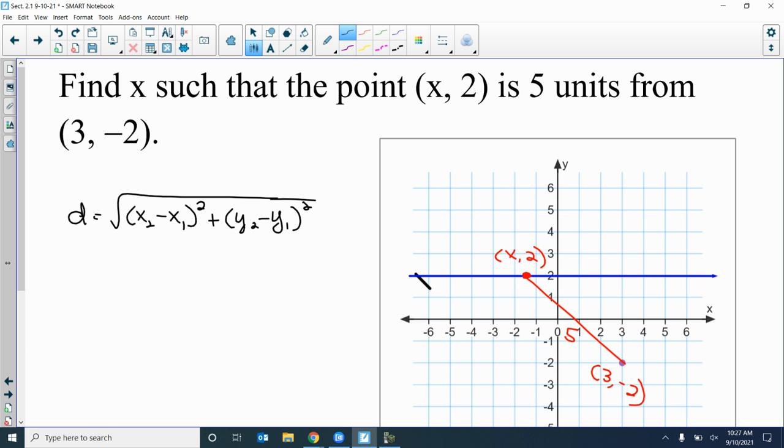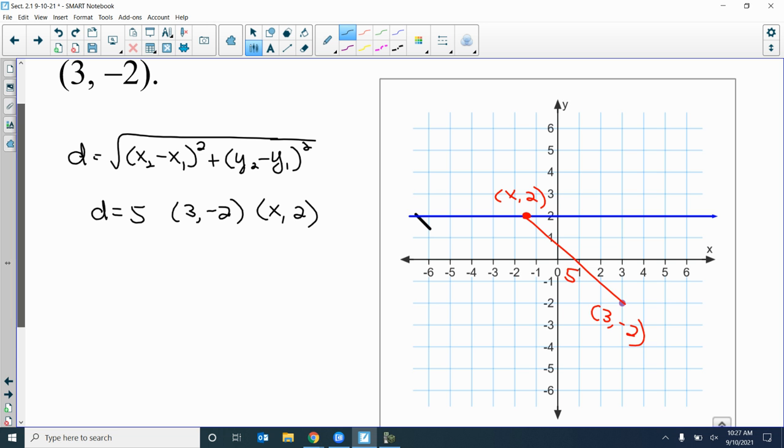Okay, we know the distance. We want that to be what? 5. I'll put it here and say, I want the distance to equal 5. I know one of the points is 3, negative 2. I'm going to represent the other point as x comma 2. Now just substitute into the distance formula.